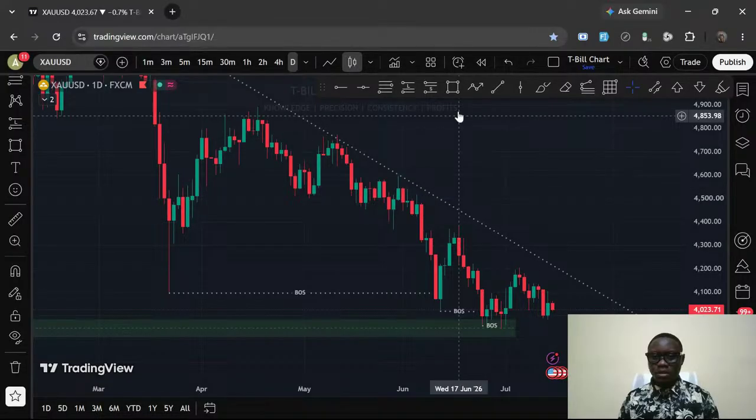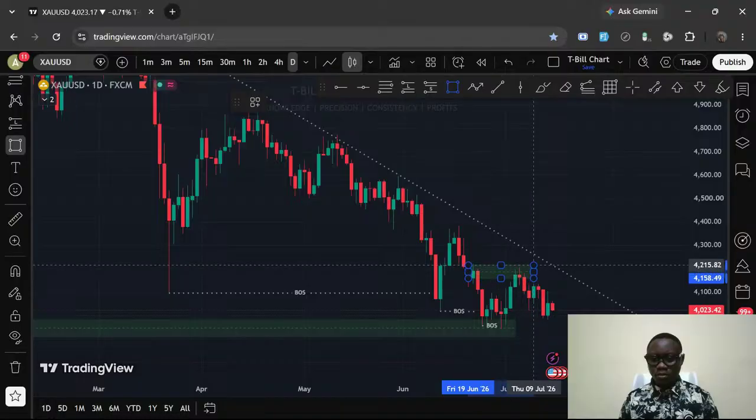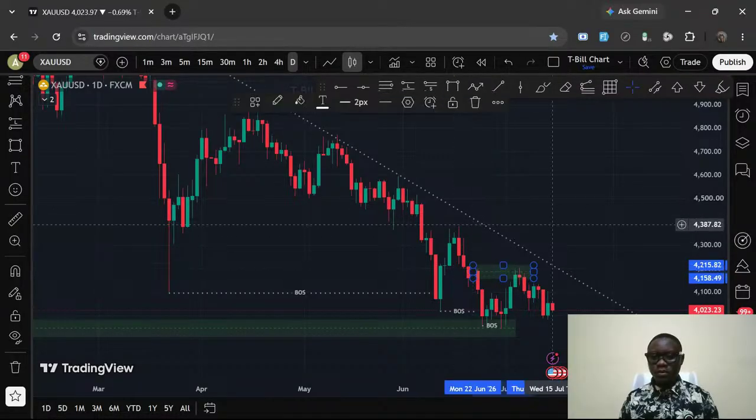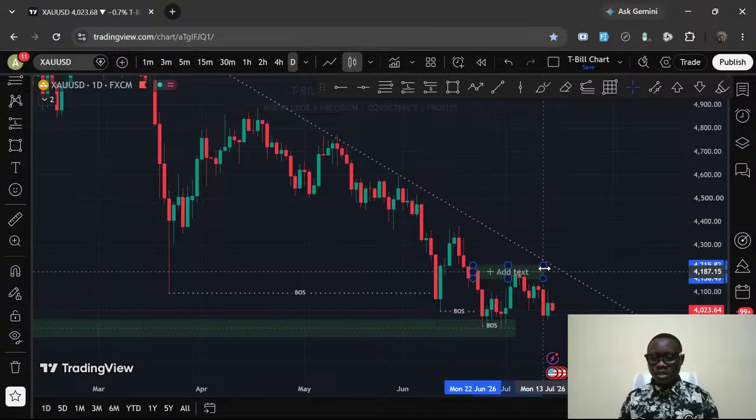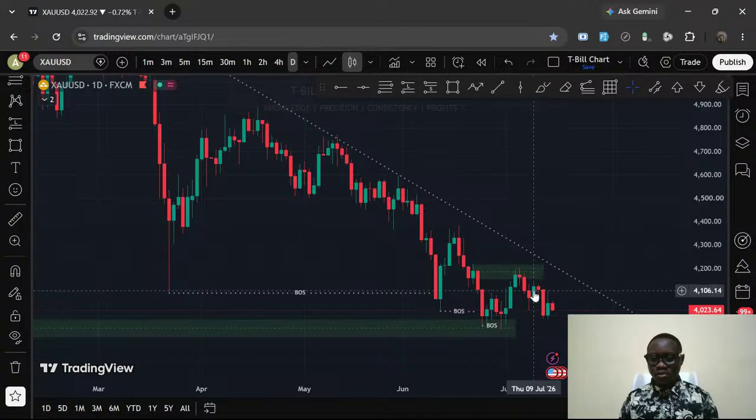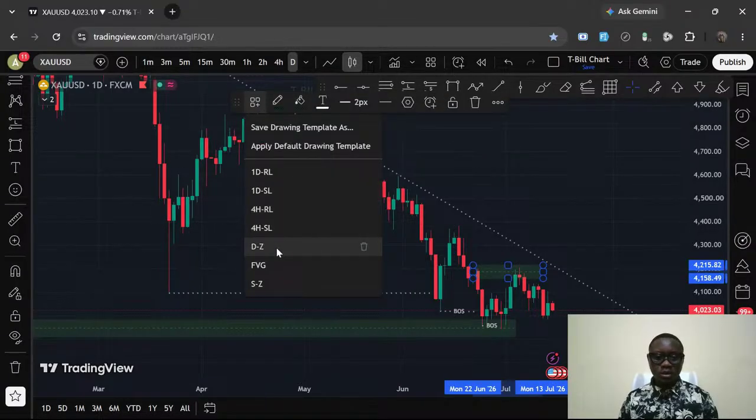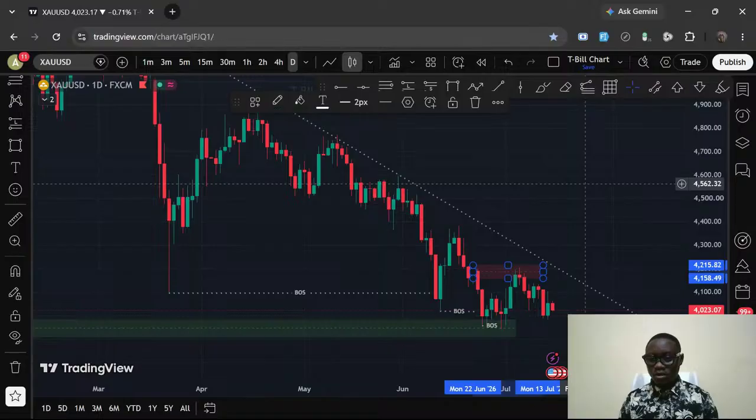Next, we have this order block zone right here. This bearish order block zone is where price tapped into and started the bearish order flow. So here is our supply.